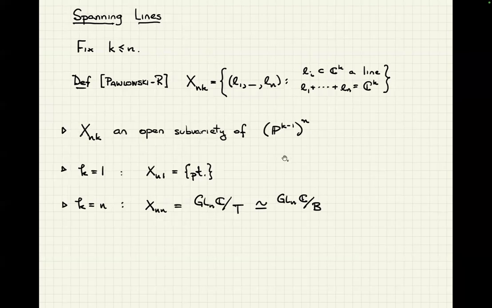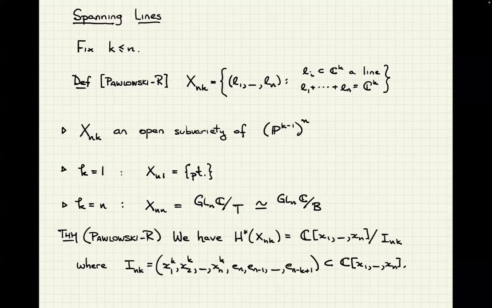This is going to be an open subvariety of the n-fold self-product of projective space. So if k is at most n, if I give you n lines in C^k, you'd be pretty unlucky if they didn't span C^k. You have more lines than you do dimensions, or at least as many lines as you do dimensions. So this is an open subvariety. It's pretty big. If k is 1, what you get is a point. If k is n, you can think about this variety as GL_n mod T, which is homotopy equivalent to GL_n mod B. So you recover the classical flag variety in that case.